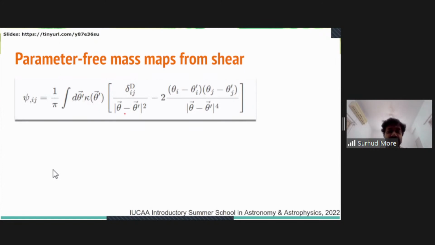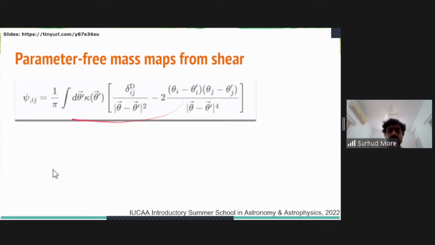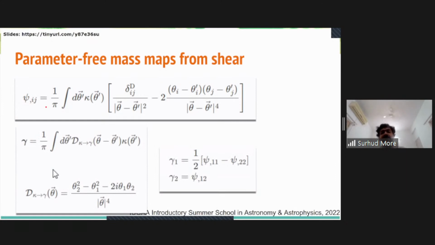Then you can take another derivative, so you can work out what is psi ij. It will look something like this. You can see this Dirac delta function coming because there is a theta I here, right? And so on. So you can go through these equations and show that this is indeed the case. And we have the definition of gamma based on these derivatives of the potential, right? And so you can use these equations, gamma 1 and gamma 2 equal to this. You can substitute I and j for 1, comma 2 into this equation. And you can write down the relation between gamma and kappa in real space as this particular quantity.